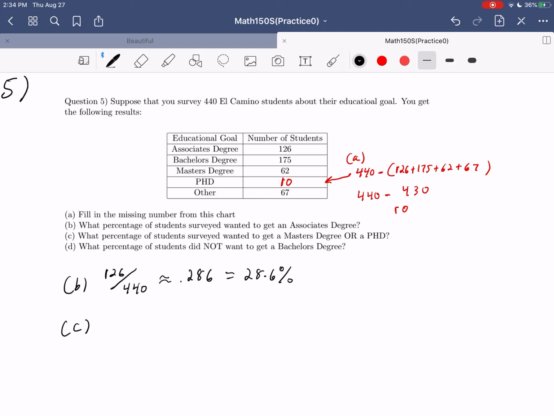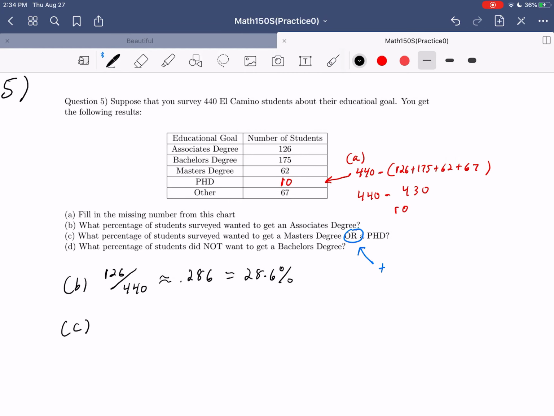For C, we would say what percentage of students wanted to get a master's or a PhD? Well, when you see that "or" there, "or" is telling us that they could pick one category or the other, we want to combine those. So in general, especially in statistics, seeing that word "or," that logical operator "or," often means that we want to use addition as our operation. So we're saying they could want a master's or they could want a PhD, so we will combine these two.